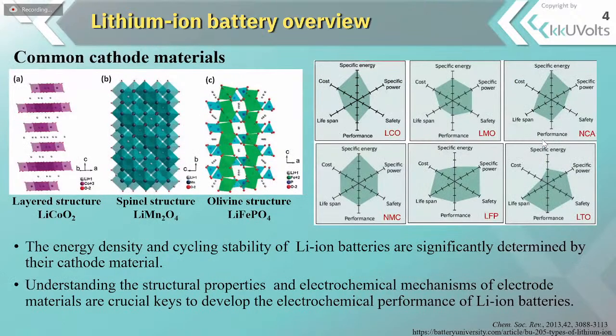In this part, I would like to talk about common cathode materials used in lithium-ion batteries. The first material is lithium cobalt oxide that has a layered structure type. The second material is lithium manganese oxide that has a spinel structure type. The last one is lithium iron phosphate that has an olivine structure type. The right figure shows the electrochemical movements of cathode material for lithium-ion batteries.